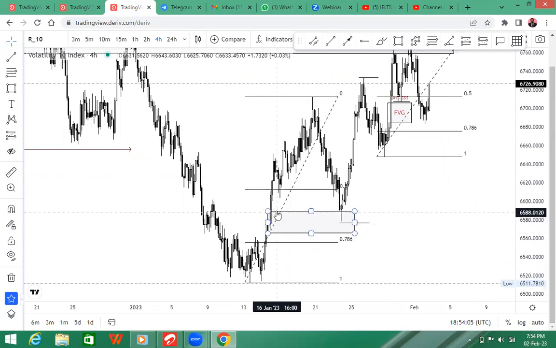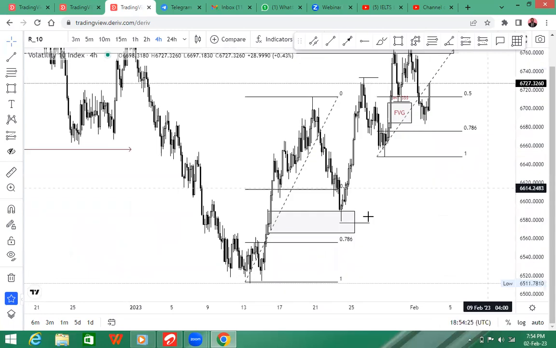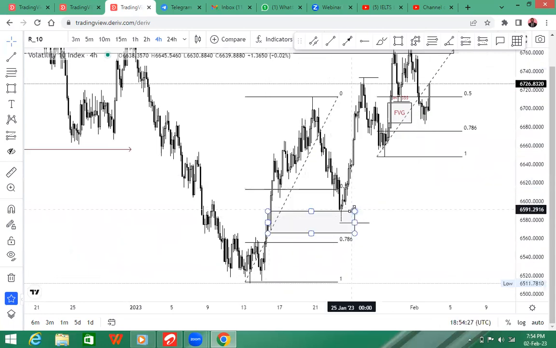You will find there's a fair value gap above entry. If we are bearish, the fair value gap would be below, with the entry at the top. But since we are bullish, the fair value gap is always above entry.